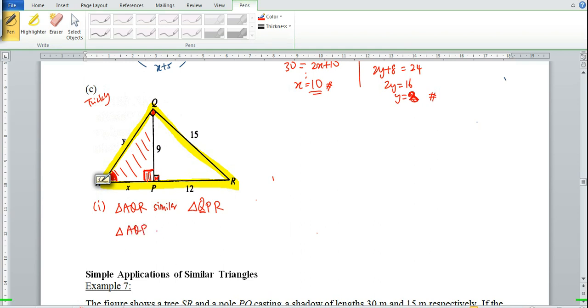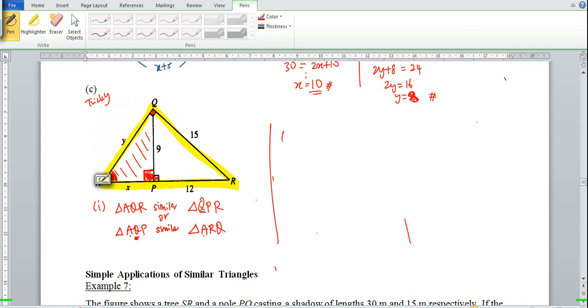AQP, the small red one, is similar to triangle A, the common angle. In this small triangle, Q is the one without the right angle. The right angle is at P. So A matches with R, and the right angle P here will match with the right angle at Q. So this is another possible answer. You just need to state one.